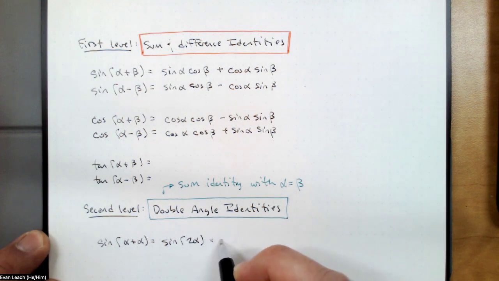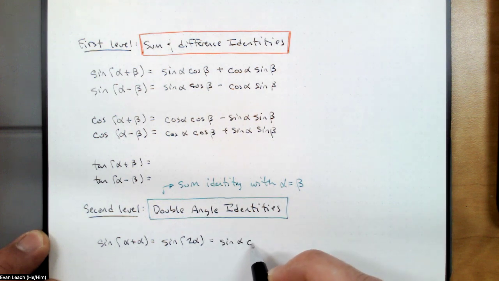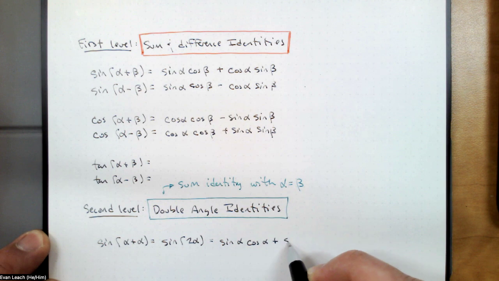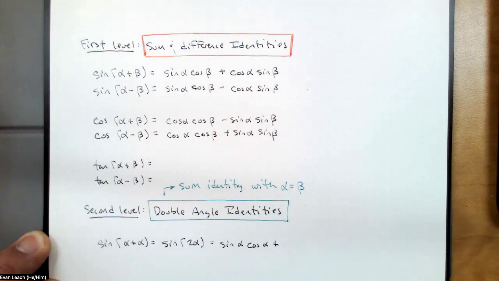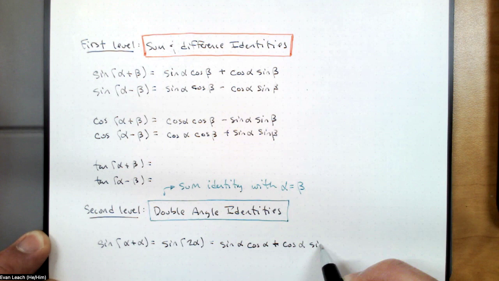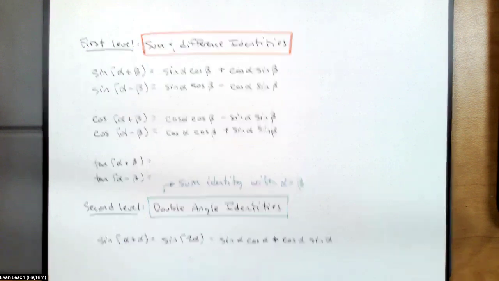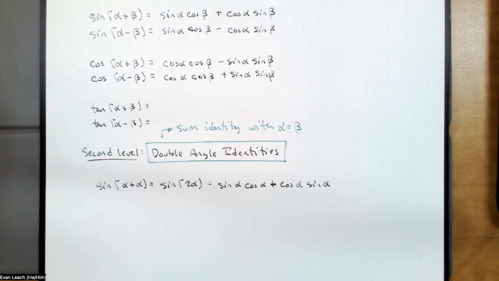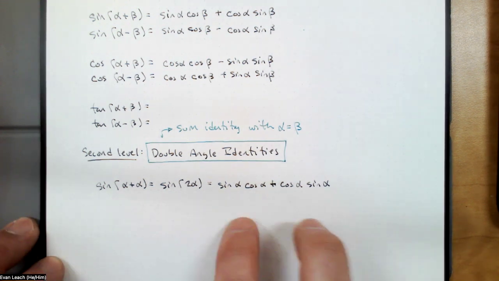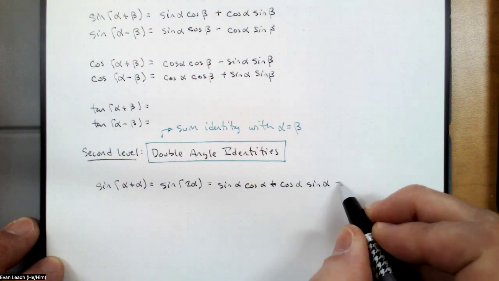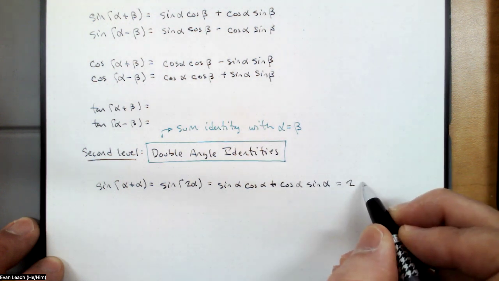And so I'll have sine of alpha times the cosine of alpha plus the cosine of alpha times the sine of alpha. It's just our sum identity for sine, but where alpha and beta are the same. Now notice that sine alpha, cosine alpha, and cosine alpha, sine alpha are the same. So what we have is 2 sine alpha, cosine alpha.